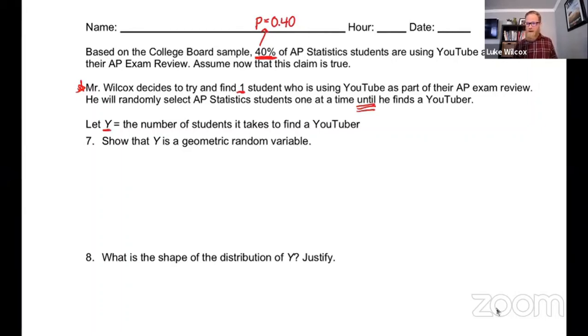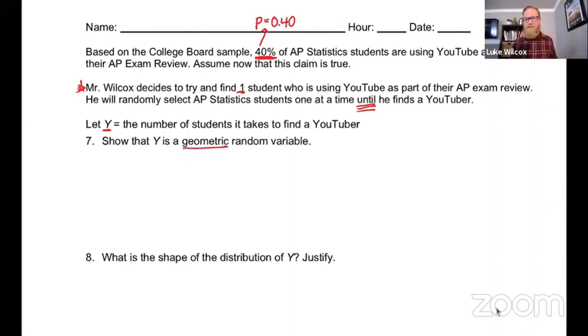Now, right away, I want you to recognize that this is not a binomial random variable. And the reason is because for a binomial random variable, you have to have a fixed number of trials. And in this case, we don't know how many trials. I might find my first YouTuber on the first try, or the second try, or the 18th try, but we do not have a fixed number of trials here. So this is what's called a geometric random variable.